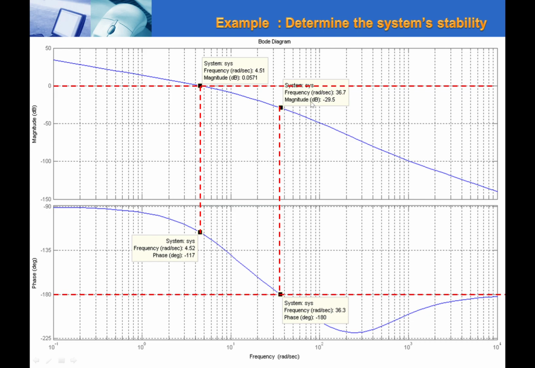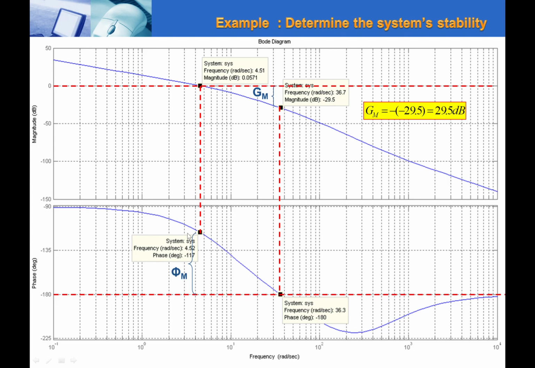Okay, so this is value of phase that we get. This is the value for magnitude that we get. Here is minus 29.5. Here is minus 117. Remember, gain margin equals minus LM. LM is minus 29.5. So we get our gain margin is 29.5.